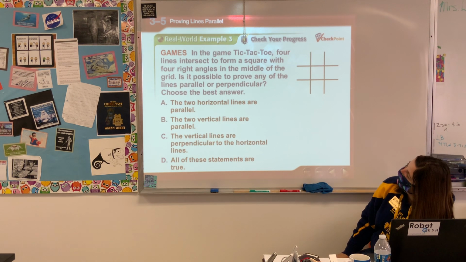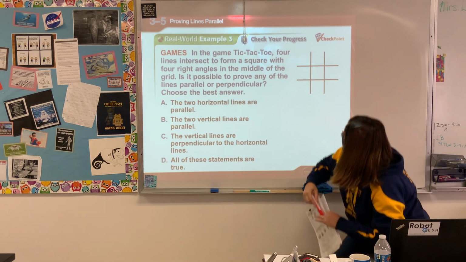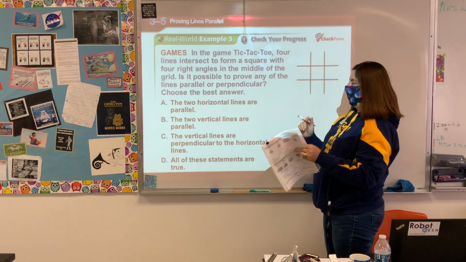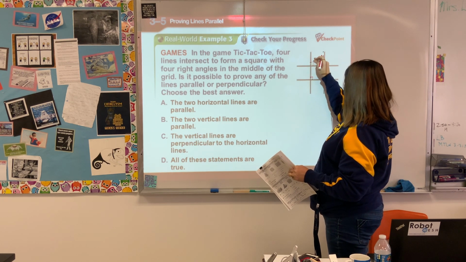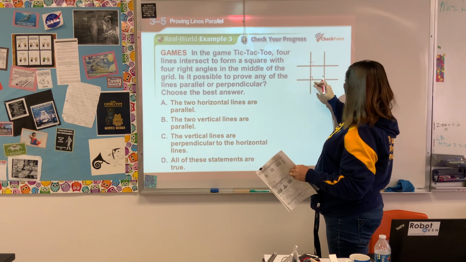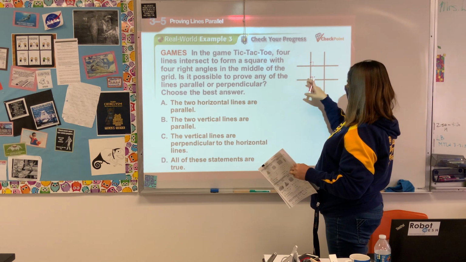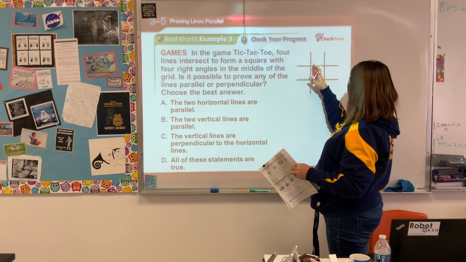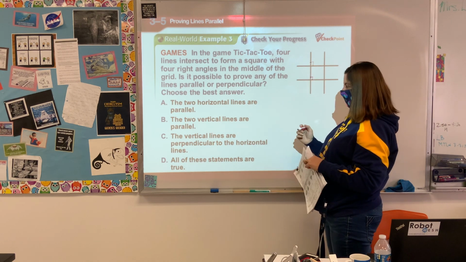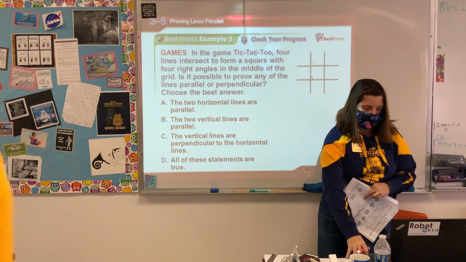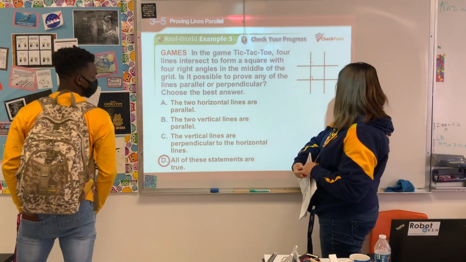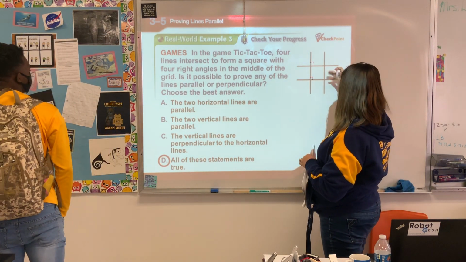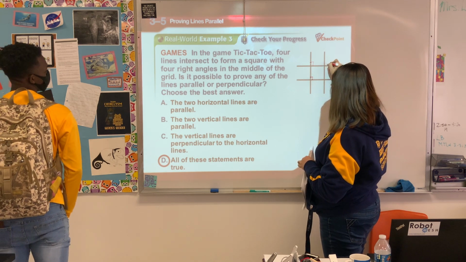Is it possible to prove any of those parallel or perpendicular? We have 4 right angles. This is going to use the last one that we learned about with those right angles. If this is a right angle and this is a right angle, then the converse of the right angles theorem says that these two are parallel, which says that all of these are true, because we have all of these right angles.